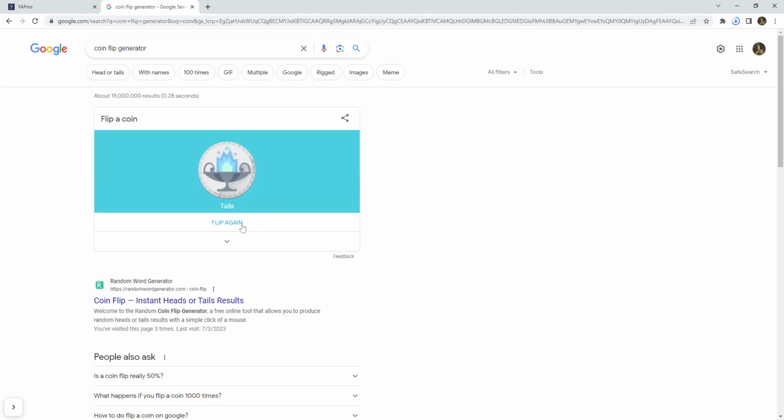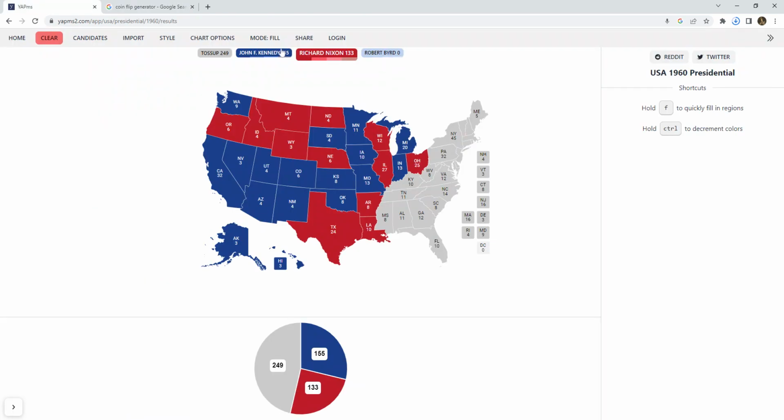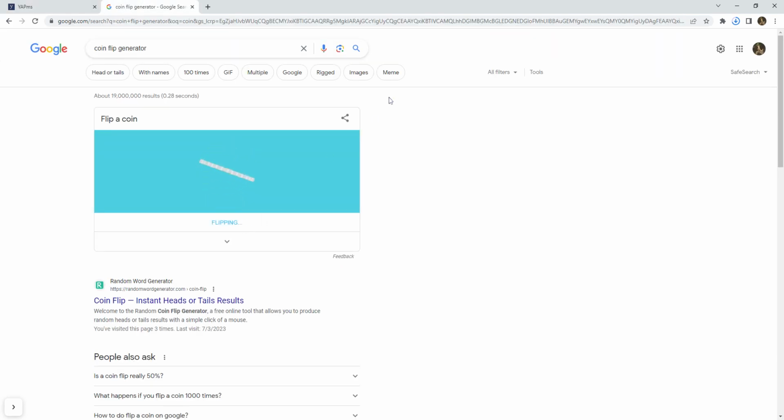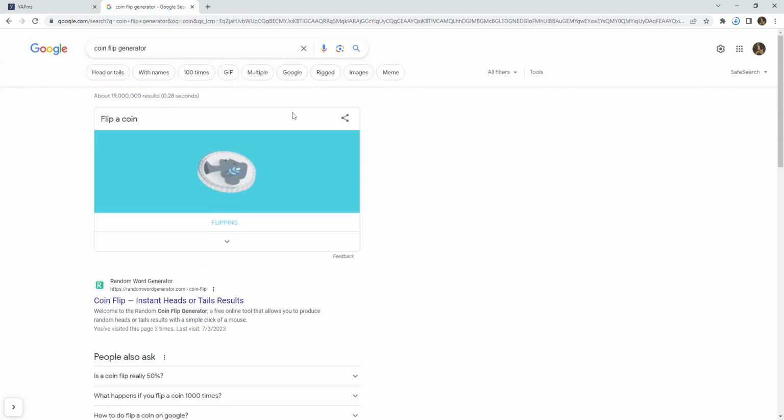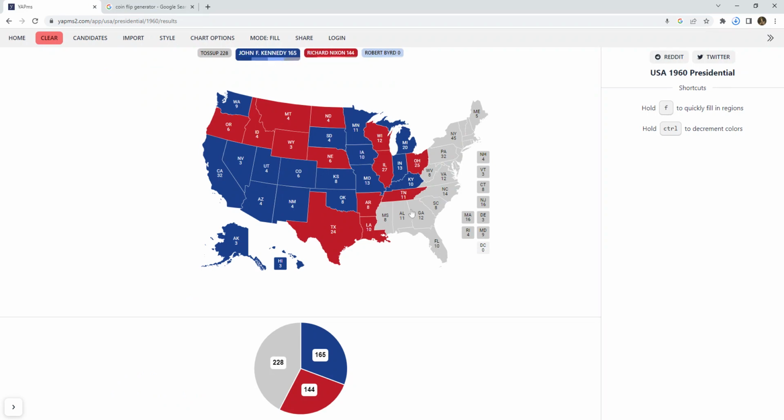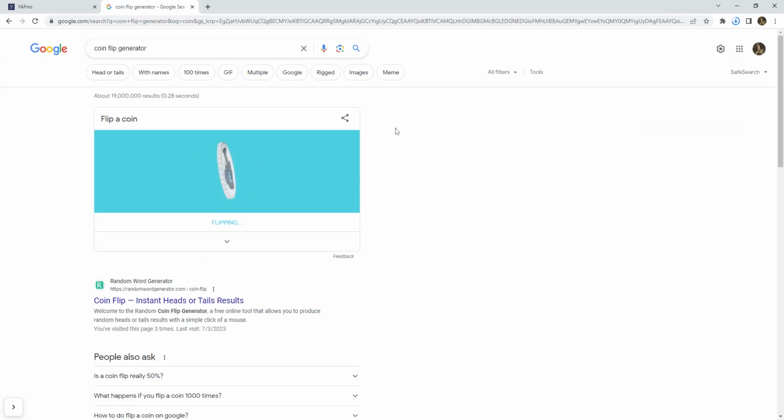And next is the state of Kentucky. I will go for John F. Kennedy, doing well in these Appalachian states. Next is Tennessee. I will go for Nixon. Next is the state of Mississippi. Nixon's still doing well in these southern states. However, Mississippi will go for Kennedy. And next is Alabama.